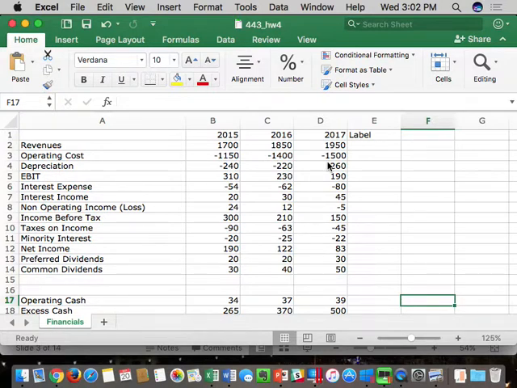Regardless, interest income, 2. Non-operating income or loss, 2. Taxes on the income, 1, 2, and 3. Minority interest payments on the income statement. These are dividends to shareholders that are minority shareholders. 4. We're going to call those equity payments. And they're already after tax.